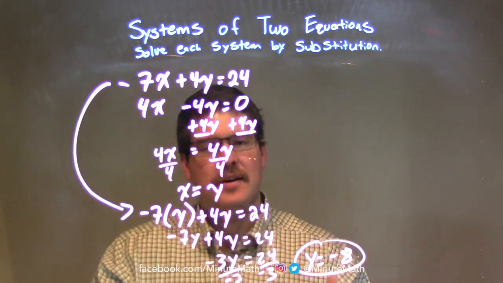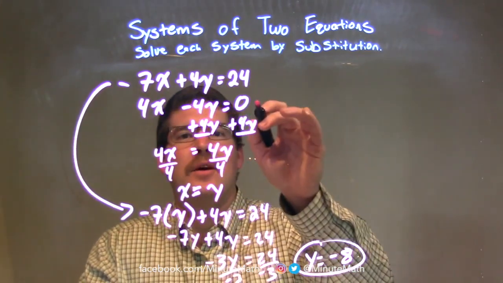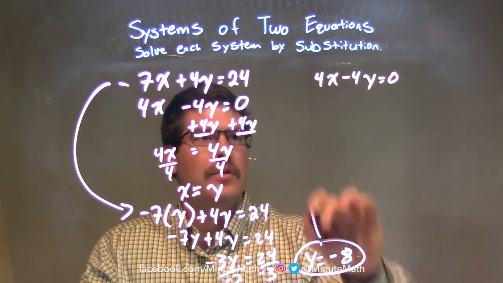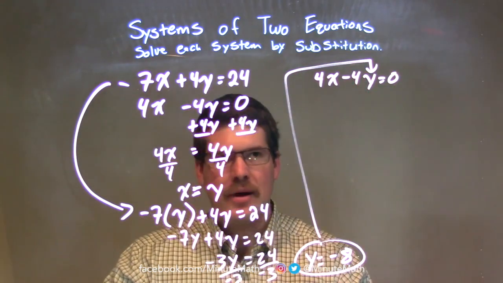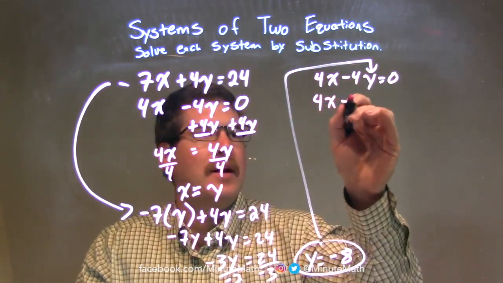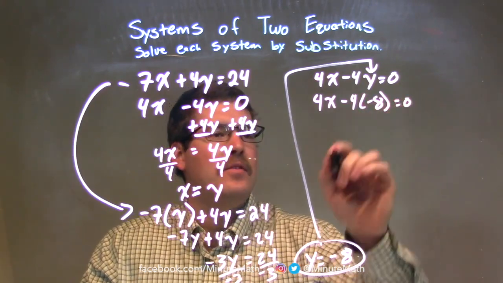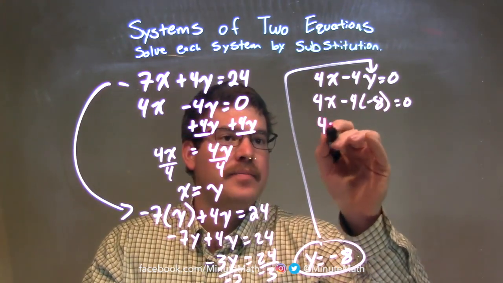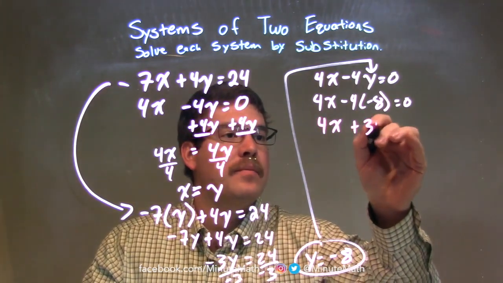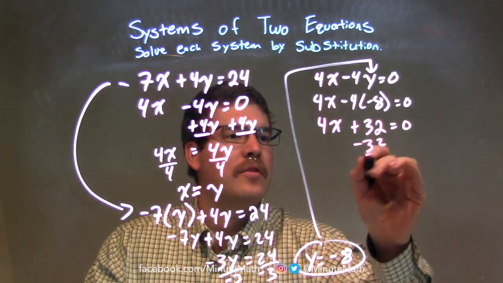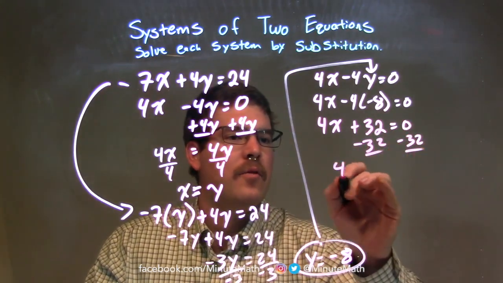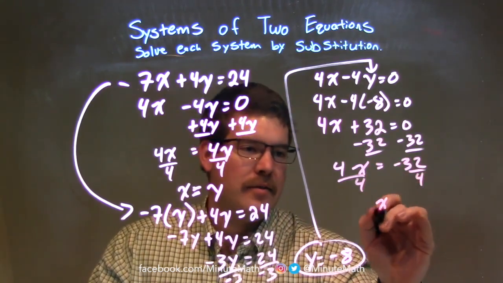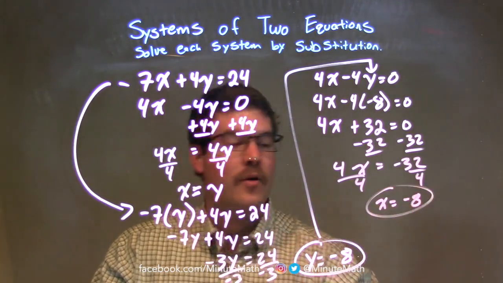Let's just amuse ourselves. Let's pick the second equation here. So we have 4x minus 4y equals 0. Let's plug that negative 8 in, okay? Well, we have 4x minus 4 times negative 8 equals 0. Negative 4 times a negative 8 is a positive 32. Subtract the 32 from both sides. Pretty redundant here. 4x equals negative 32. Divided by 4 on both sides, we get x equals negative 8. What we kind of knew right there.